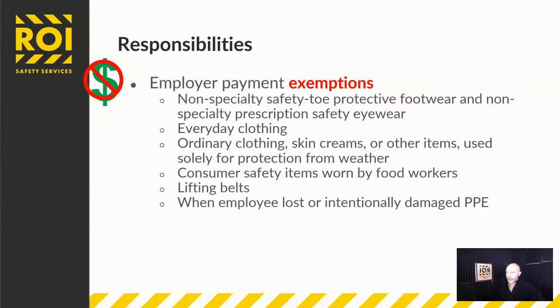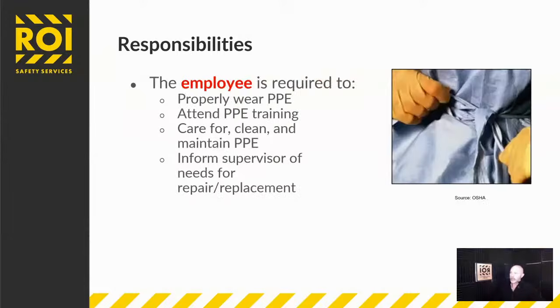Employer payment exemptions: there's some non-specialty safety toe protection if you want to put that on them. If you want them to pay for things that might enhance their PPE, I like that. If you've got a $180 budget for Red Wings, and they want to get the $300, by all means, go. They'll pay the rest. And then everyday clothing, skin creams, and that sort of thing, lifting belts. And the employee is required to properly wear the PPE. So if they're not wearing it properly, or if they're wearing hard hats backwards, those are some things that I see all the time. Maintenance and care for the PPE is in that form that we create, and we have them sign it that they're going to take care of it, clean it, and make sure that it's functioning properly.